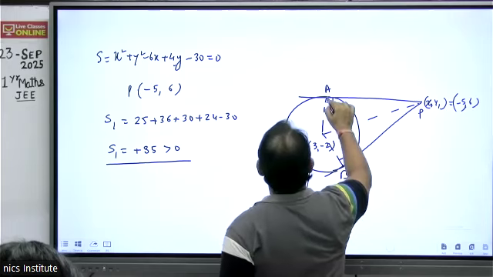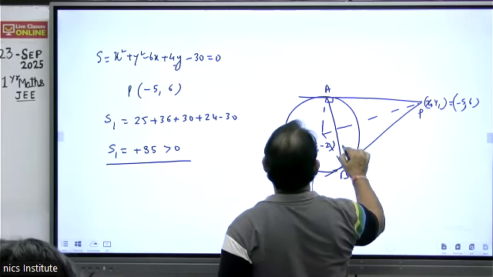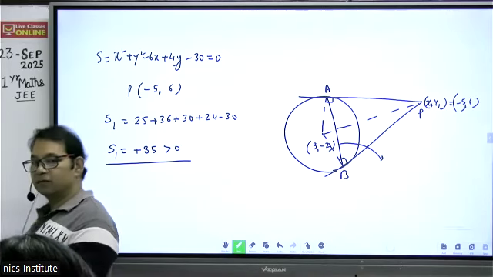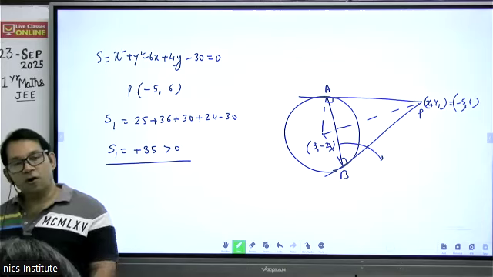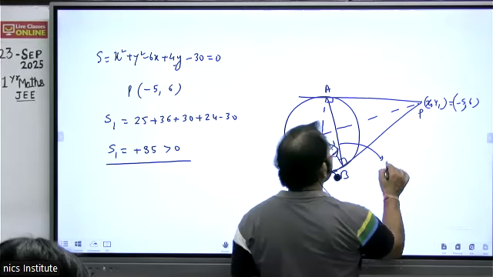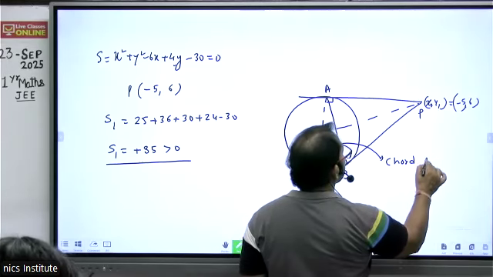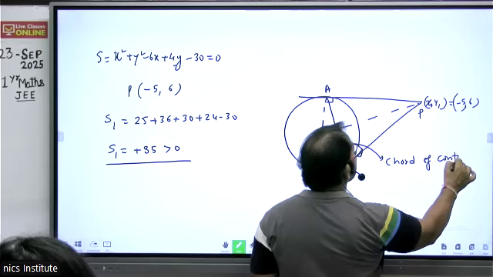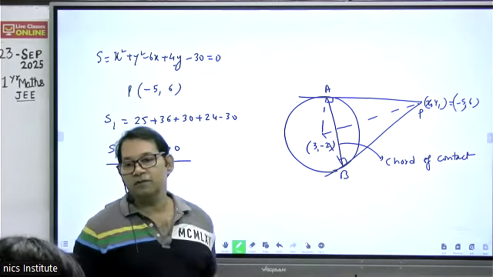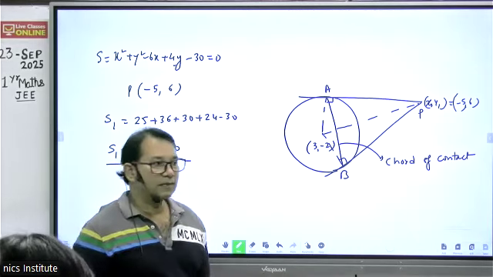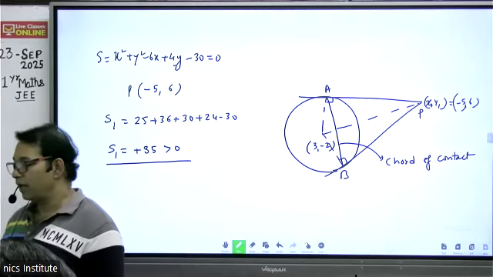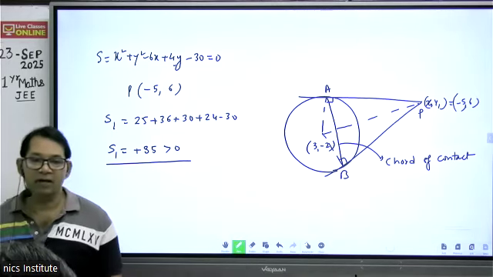है ना? Yes. And this AB, what is the name of AB? याद है किसी को? AB is a chord. भाई कौन सा chord है? कौन से पॉइंट को ज्वाइन कर रहा है? जहां पे वो contact में tangent, chord of contact बोलते हैं इसको. Because the two tangents are in contact at these points, so this chord is called chord of contact.